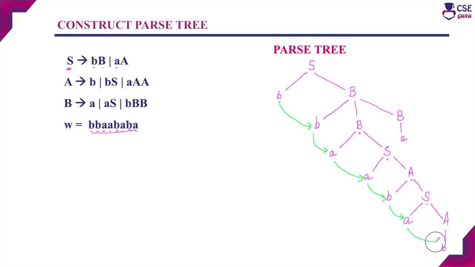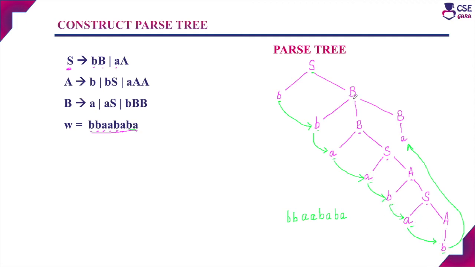So next is B, and at last we have derived A. So we have derived the string BBABA using the parse tree. If you are considering the parse tree here, this S represents the root of the parse tree, that is the start symbol in the grammar, and all the leaf nodes represent the terminal symbols, which is nothing but the tokens.